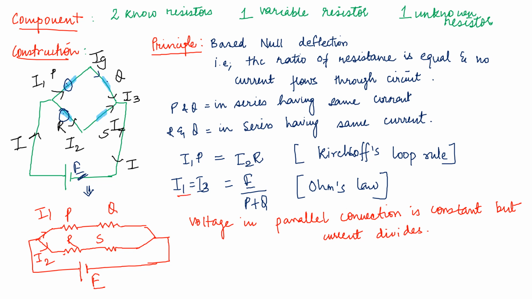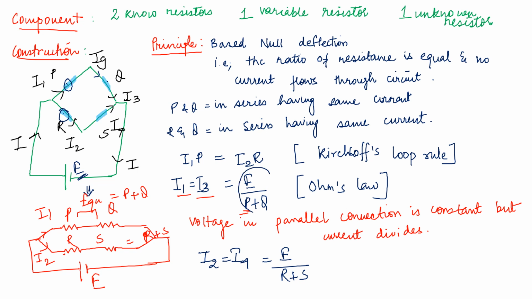The currents I1 and I3 are equal, so this will be equal to the voltage across P and Q divided by their equivalent resistance, that is P plus Q. Now if we want to find the equivalent resistance, it will be P plus Q because they are in series. Similarly for this it will be R plus S. Similarly I will say that I2 equals I4, which is equal to E upon R plus S.